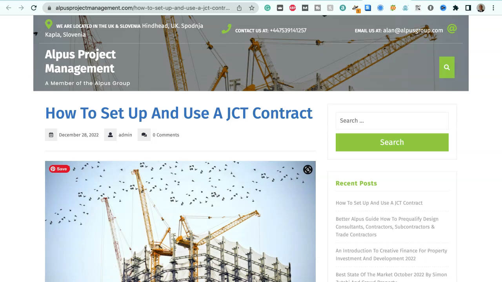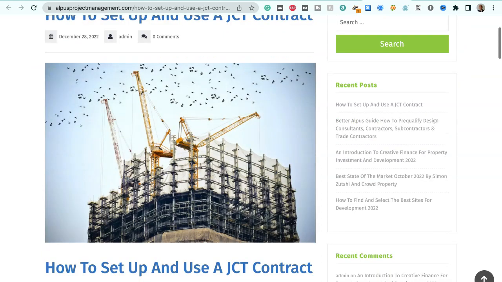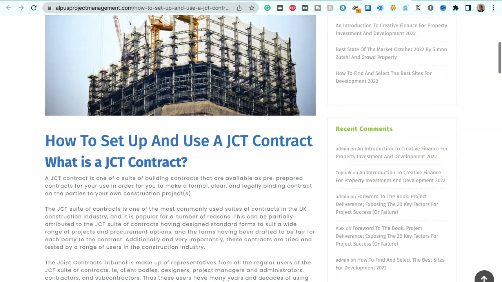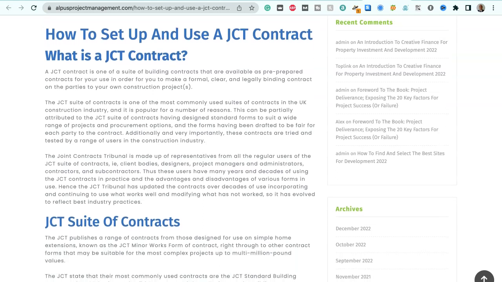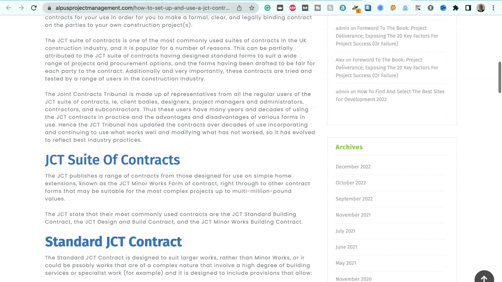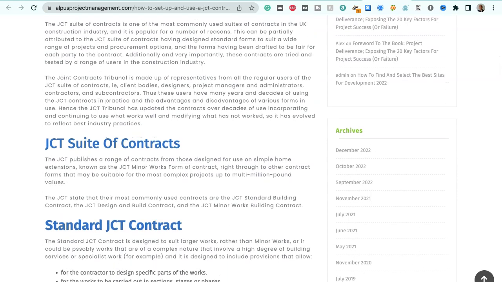So let's look into JCT contracts. How to set up and use a JCT contract. Firstly, what is a JCT contract? A JCT contract is one of a suite of building contracts that are available as pre-prepared contracts for your use in order for you to make a formal, clear and legally binding contract on the parties to your own construction project or projects.